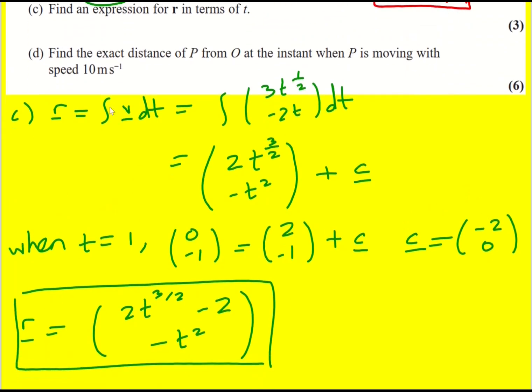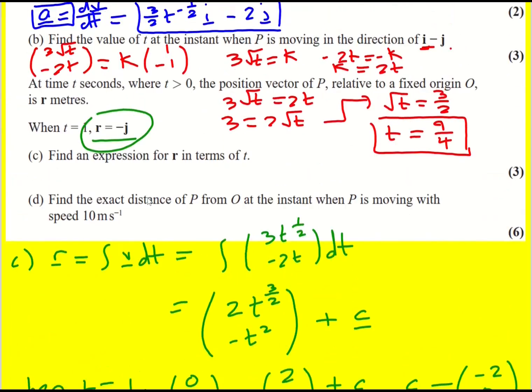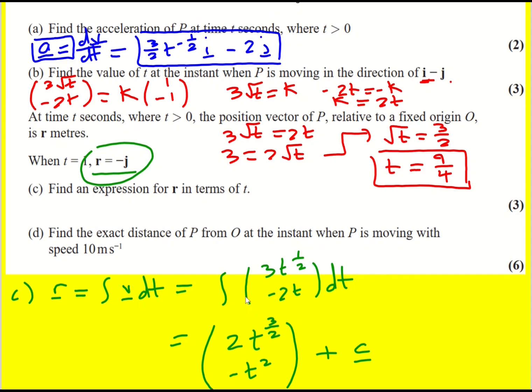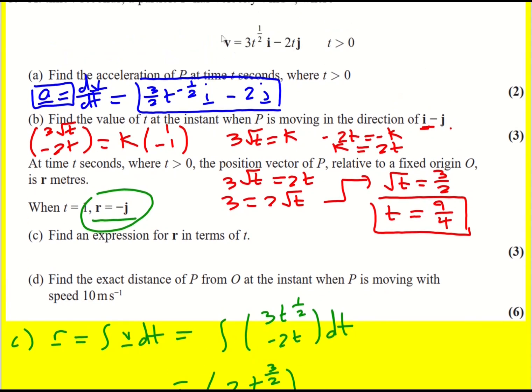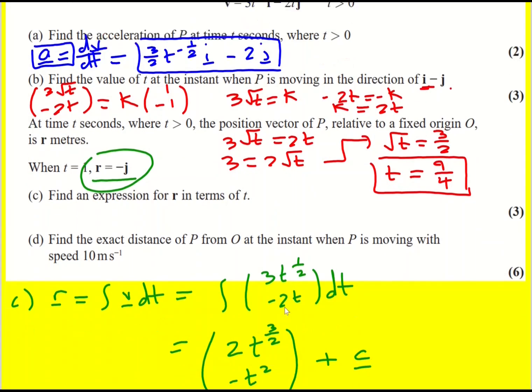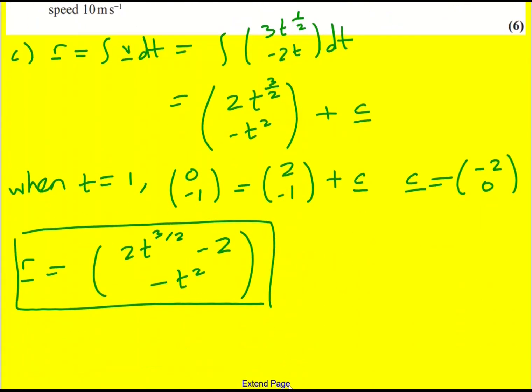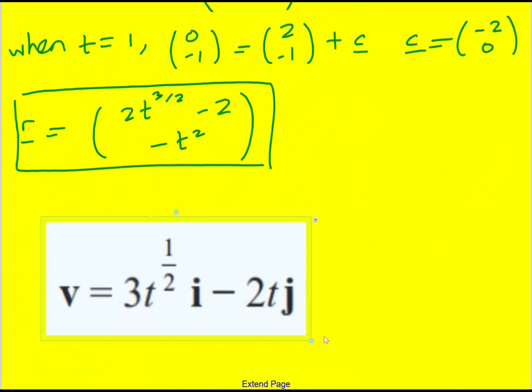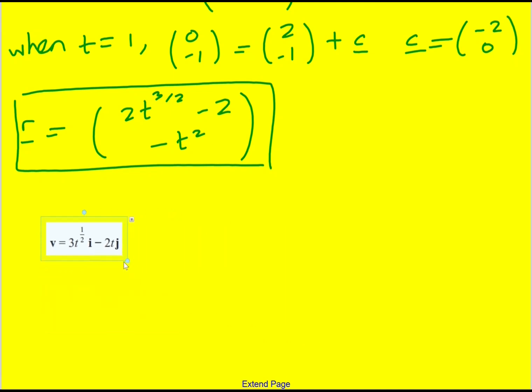And finally, we're asked to find the exact distance of P from O at the instant when P is moving with speed 10 meters per second. So what I first of all need to do is, of course, get the time. And for that, I'm going to need to use this velocity that we had right at the beginning, and from it, get the speed in terms of t. So once I've got that, I can put t into r, work out the vector, how far we are away from the origin, and from that get the distance.